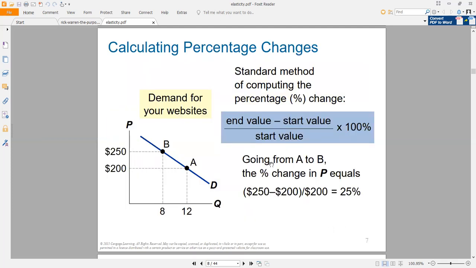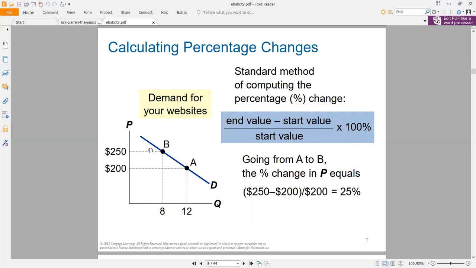Right now, when you want to calculate the percentage change in a particular variable, it's just the end value, that's the new one, minus the old one, divided by the old value, times 100%. So the end value minus the start value over the start value times 100%.